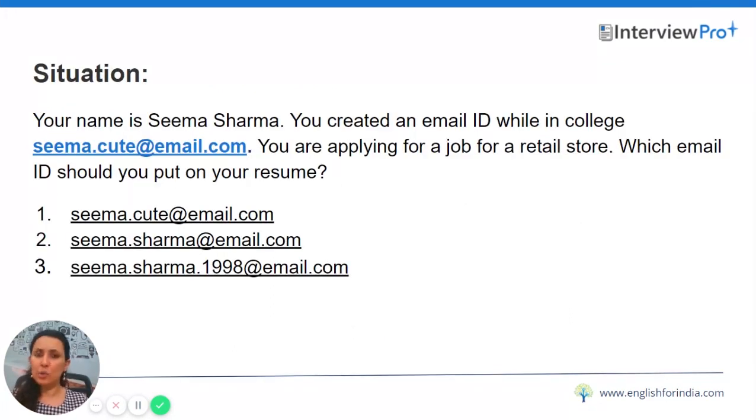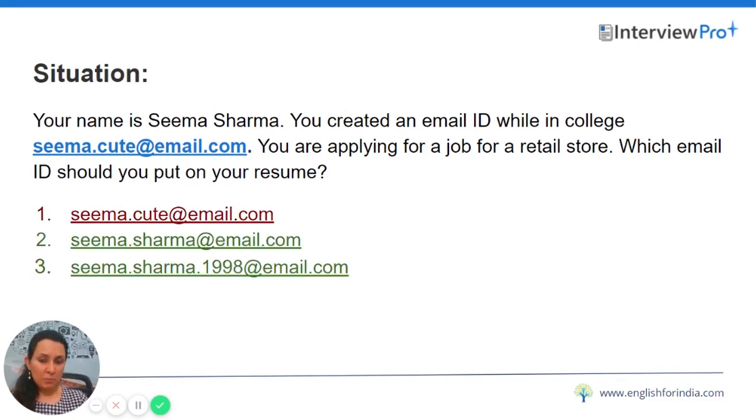Email address. Let's look at a situation. A lot of us create email IDs when we are in college. We use email IDs with extensions like Qt, Silver Bullet, Black Saturn, Love Coding, and all such extensions. Similarly, there is a situation given where Seema Sharma is applying for a job and she has created an email ID by the name of seema.cute@email.com. When she's preparing her resume, which email ID, according to you, should she put on her resume?